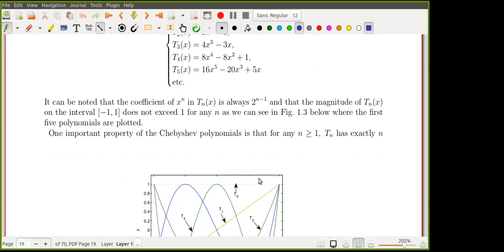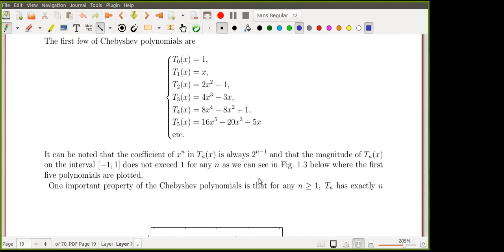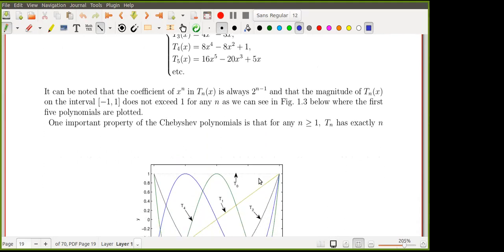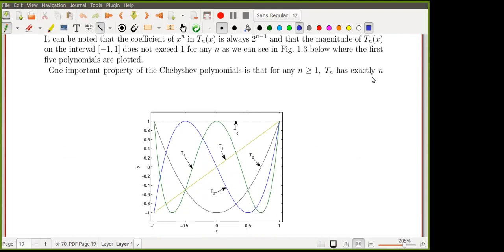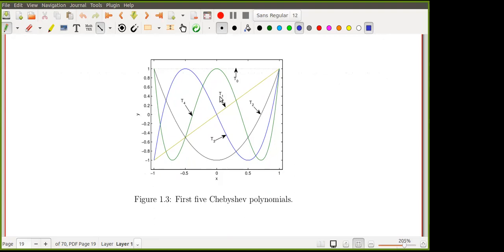Okay, so we are going to look at some properties. Before mentioning the orthonormality property, let us first look at one important result of the Chebyshev polynomial: the Chebyshev polynomial of degree n has exactly n roots. Now, if you look at this graphical representation here, we have represented 5 different polynomials, starting from T0 up to T4. So in total, we have 5.